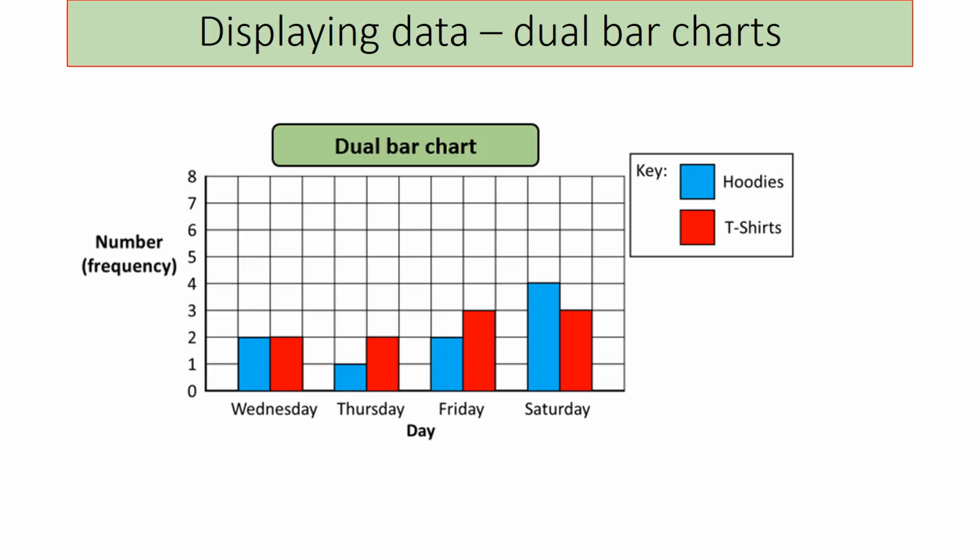Another thing that's very important when you use a dual bar chart is that you have to use the key. So you can see that you have different colors for different bars, and for example the blue is for hoodies and the red for t-shirts. Okay, then you also need to remember that you need to have an appropriate scale, and the gaps between the numbers need to be even. So let's have a look at a specific example.